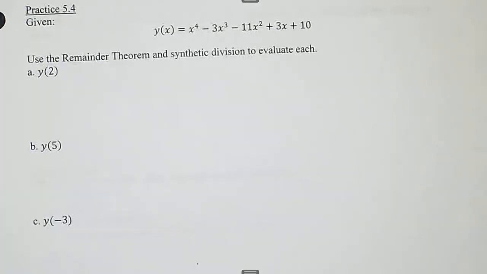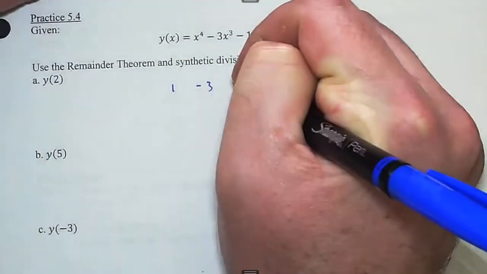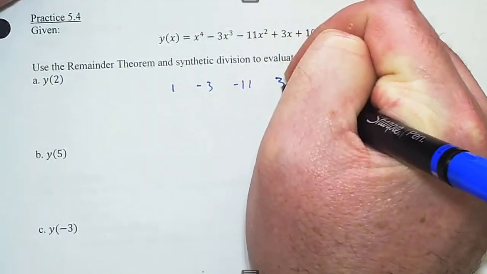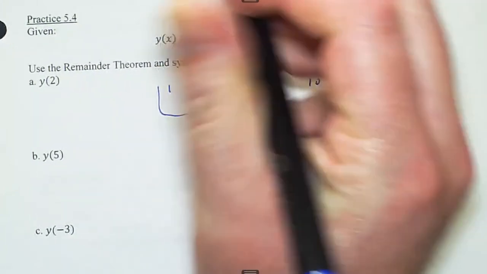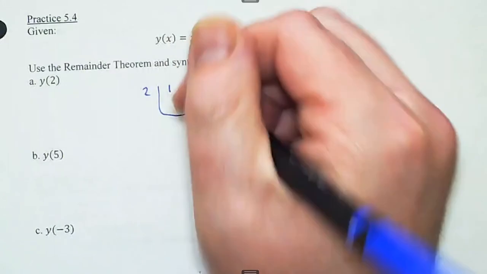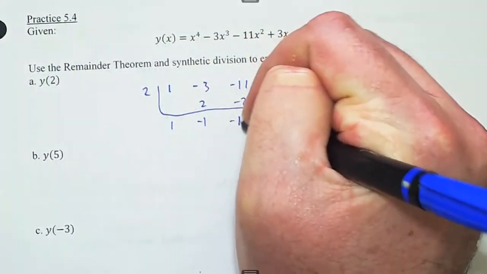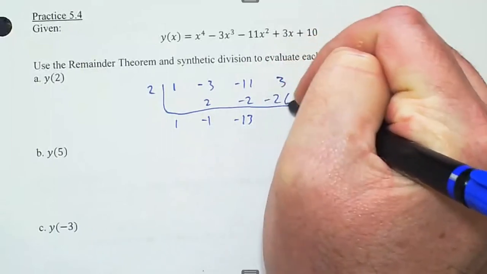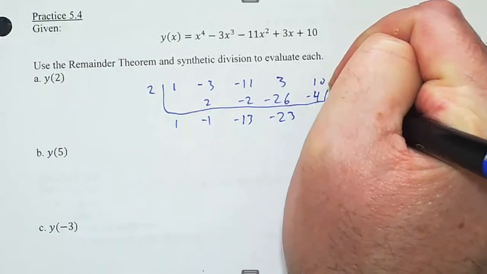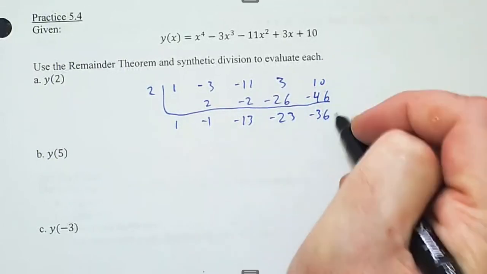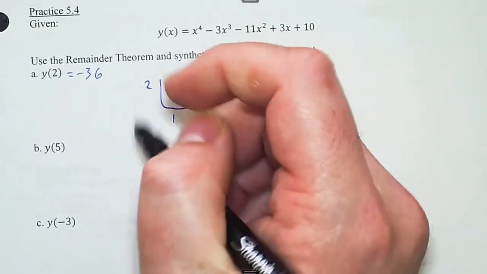All right, so let's see how we did. First, write down the coefficients. Make sure that there's no skipped terms. I don't think there are in this one, though. And we'll put a 2 there. And bring this down. Negative, what is that? Negative 46. So negative 36 is the remainder. So that must be what you get. Let's try the next one.